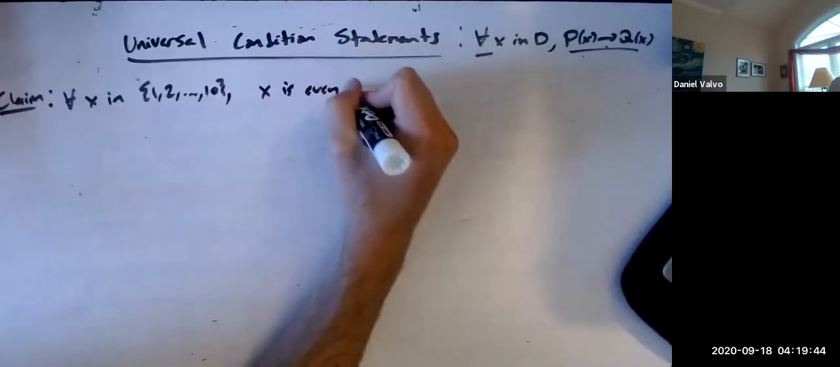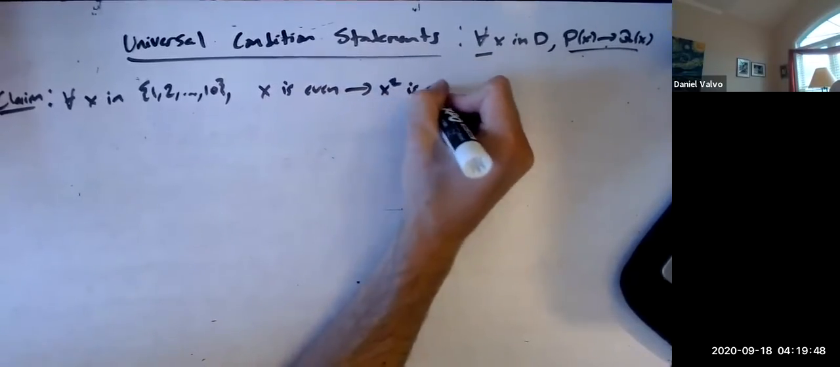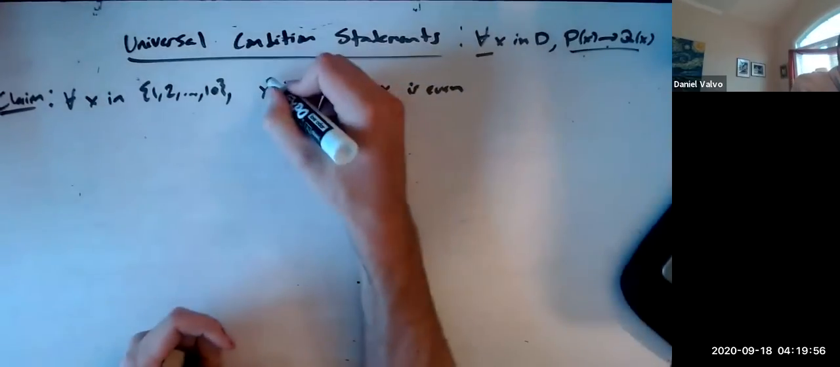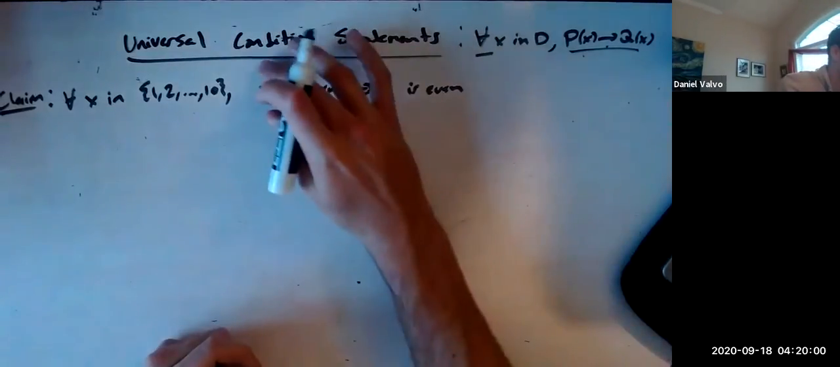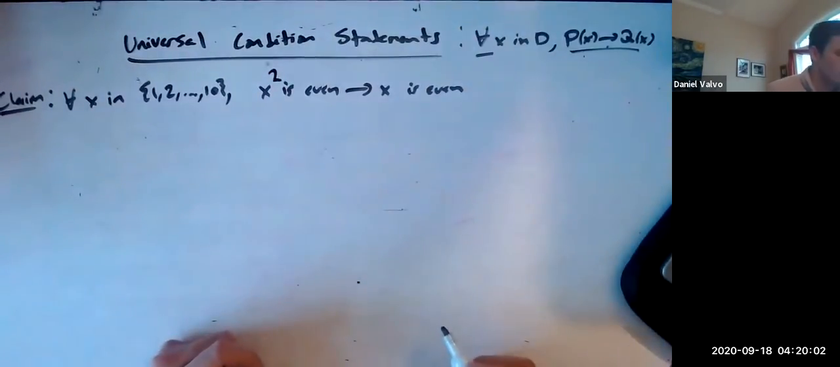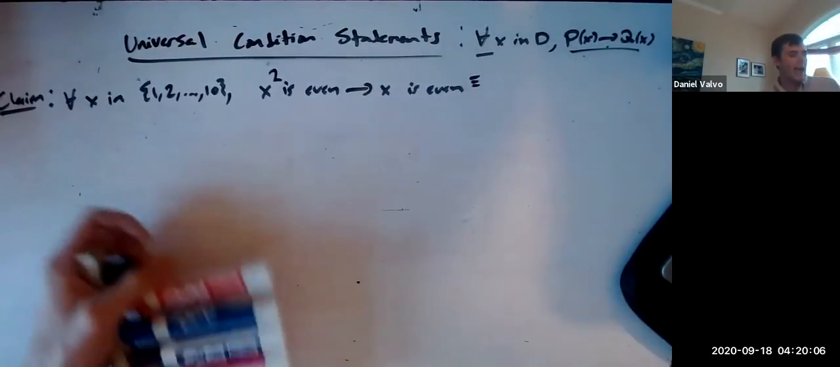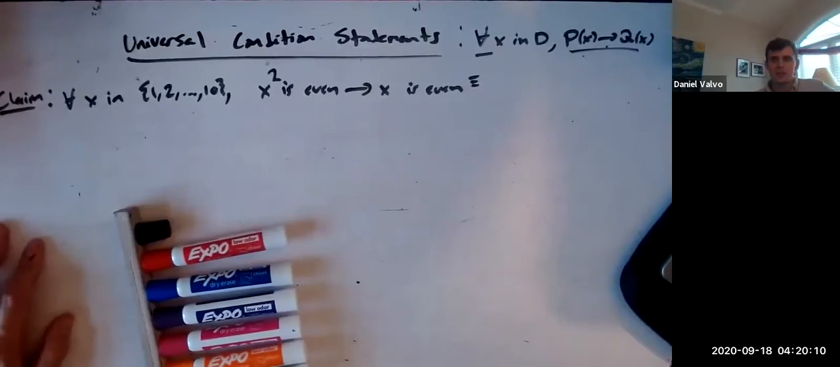X is even implies x squared is even. Actually, let's do the opposite. This would be interesting. X squared is even implies x is even. So how can we rewrite that with what we just learned?